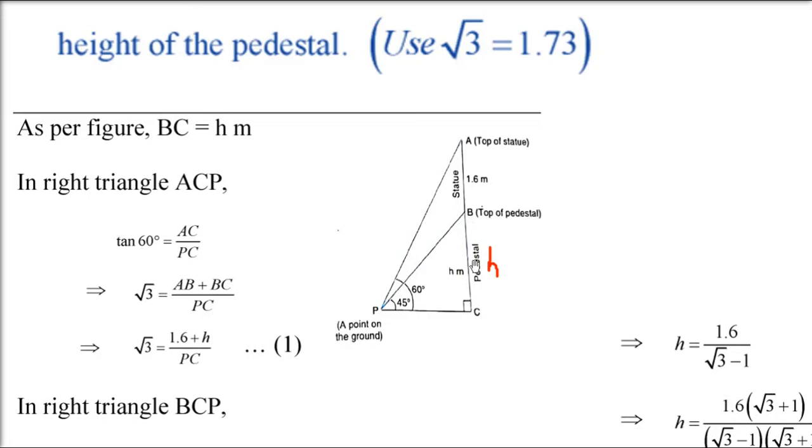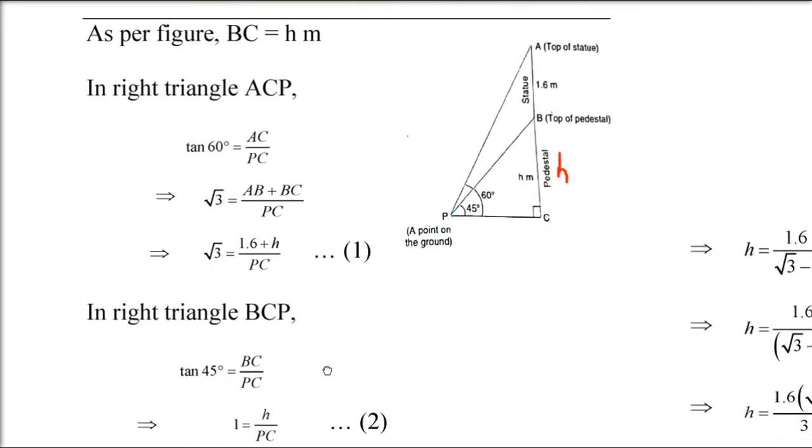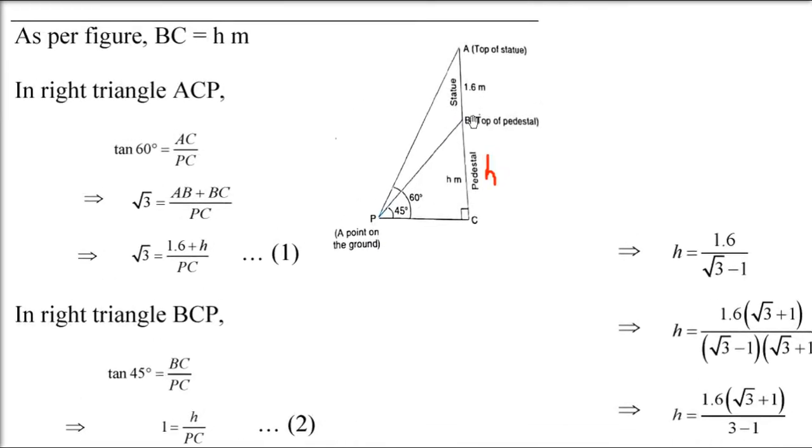So tan 60 is AC, that is total 1.6 plus h, that is AB plus BC, 1.6 plus h, divided by PC. PC is the base. So root 3 equals (1.6 plus h) by PC.